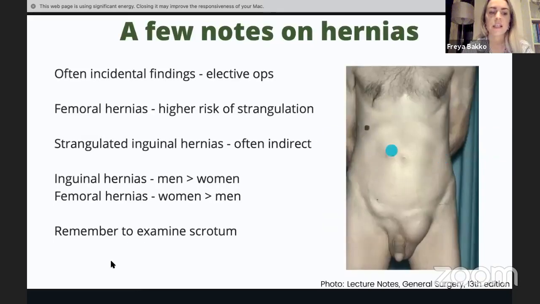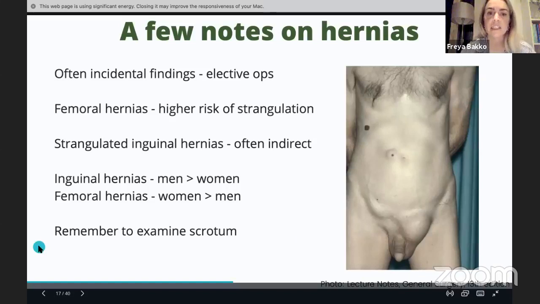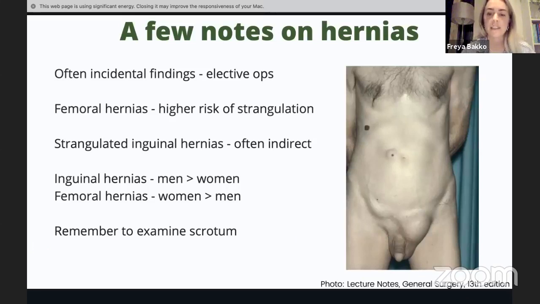So this presentation is a common presentation of a strangulated inguinal hernia. Hernias are often incidental findings that are found on elective operations or on scans. Two types of hernias are found in the groin region. So you have your femoral hernias, which are more inferior than the inguinal hernias.